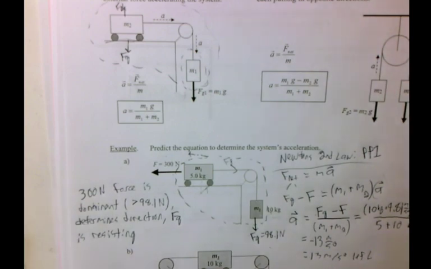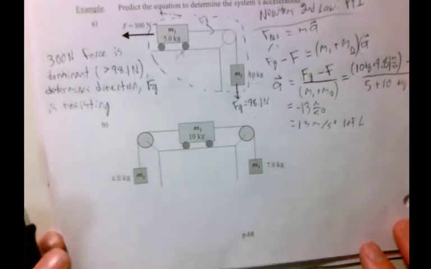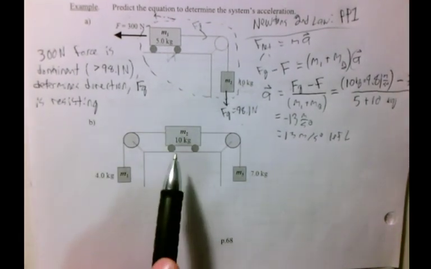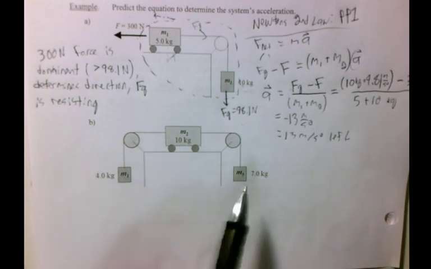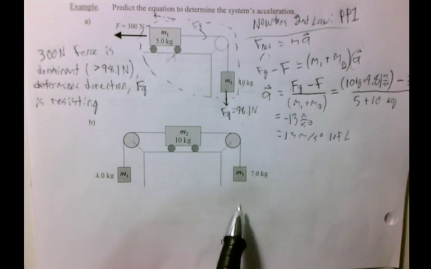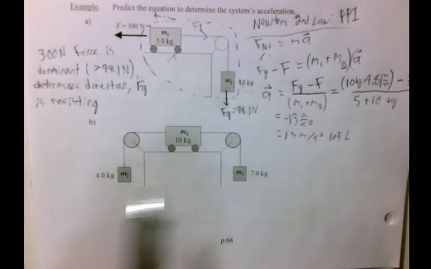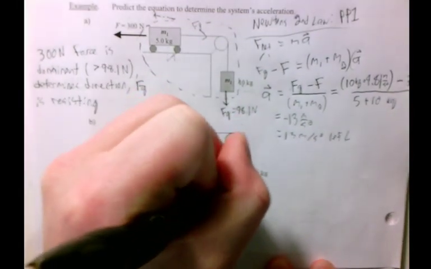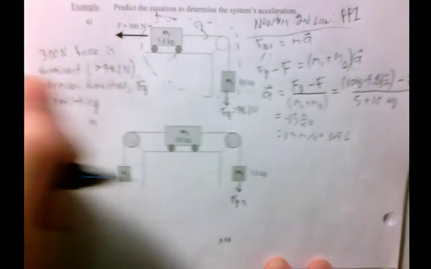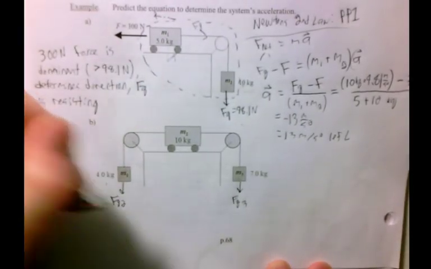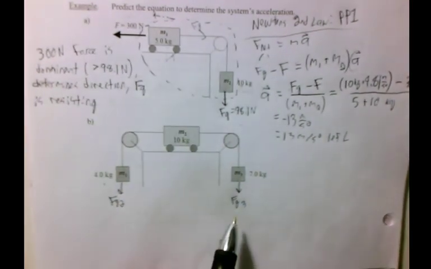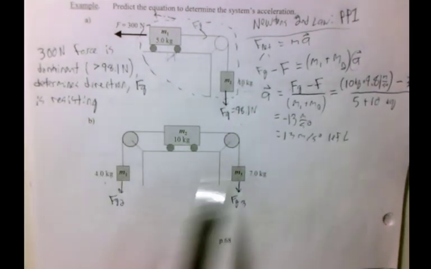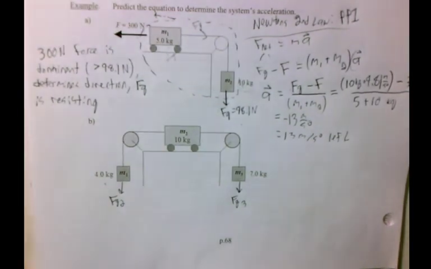All right, let's try our second one. Here we have a 10 kilogram cart, and it has two different masses attached to it. So that mass is bigger, right? 7 is bigger than 4. So we know that we'll call that Fg3, Fg2. We know that this force of gravity is bigger, right? Mass times acceleration. They have the same acceleration. The one with more mass is going to determine the direction.